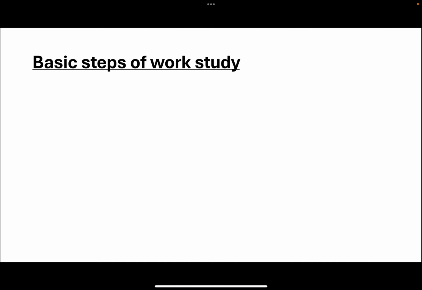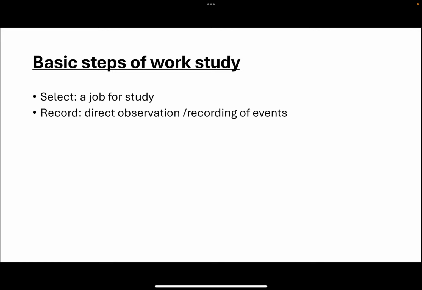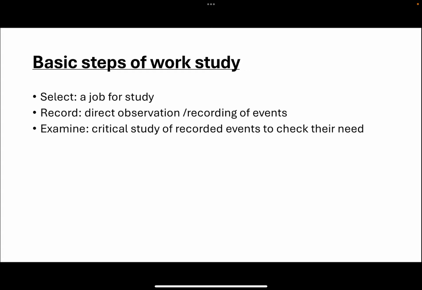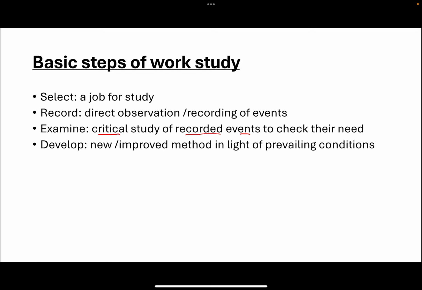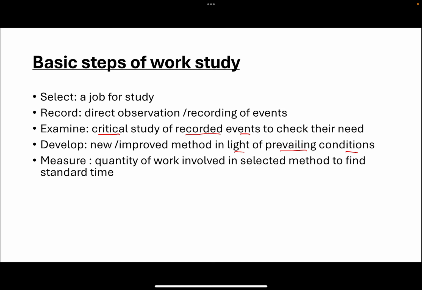Now let us discuss the basic steps of work study. First, we will select a job for the study. This is the first part of work study. Then we will record how a worker is doing that particular job. Then we will examine it, that is, a critical study of the recorded events to check their need. Then we will develop and suggest an improved method in light of the prevailing conditions.